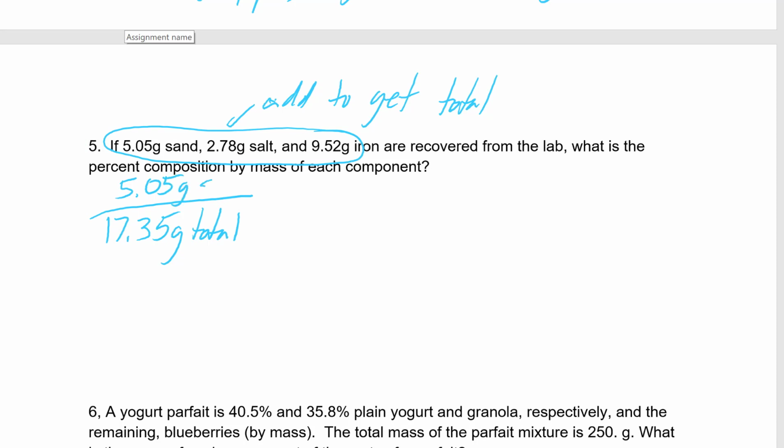5.05 grams sand, right? The equation for this is each component divided by the total times 100% will get you the percent of each component. So you do 5.05 divided by 17.35, multiply by 100%, and you get 29.1% sand.